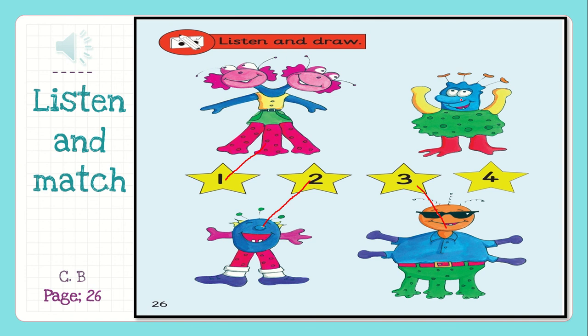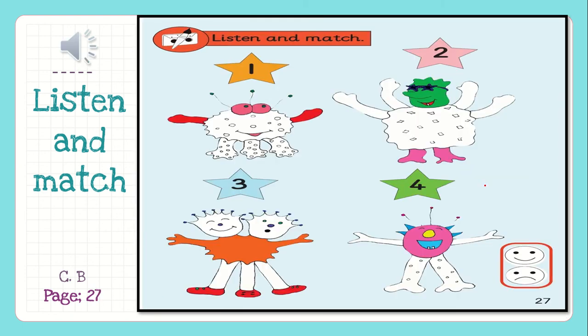Okay, so this one has got 1 blue head, 2 yellow arms, 1 green body. This is number 4. Okay, my students, now look at page number 27 in your class book.